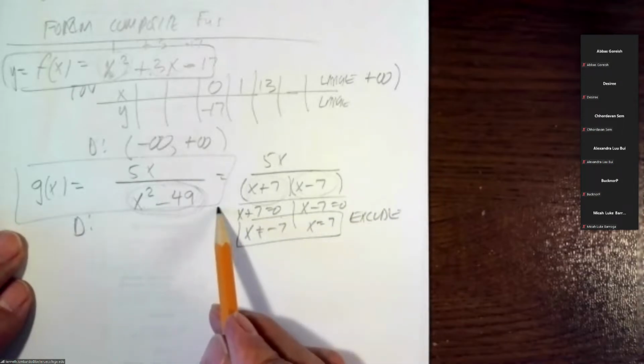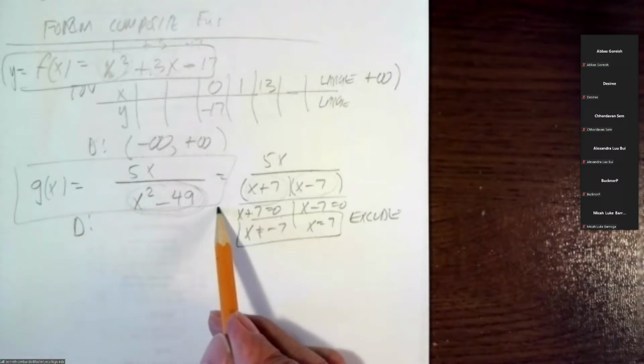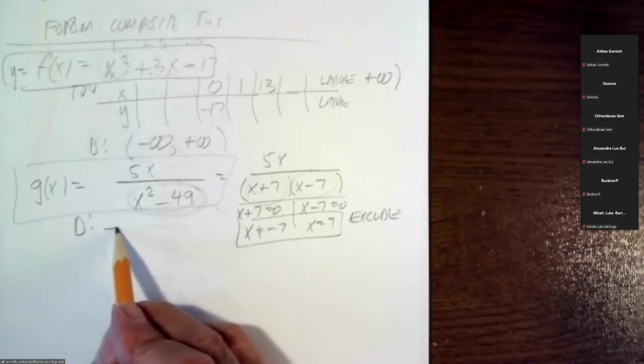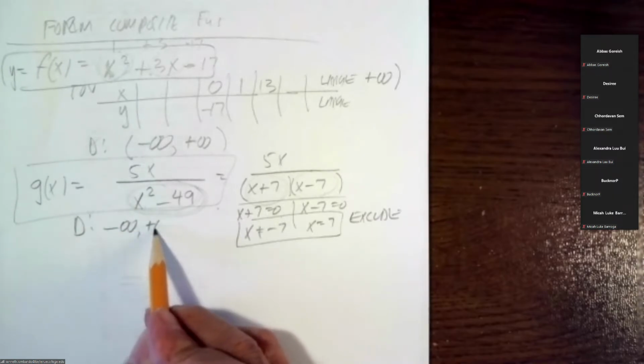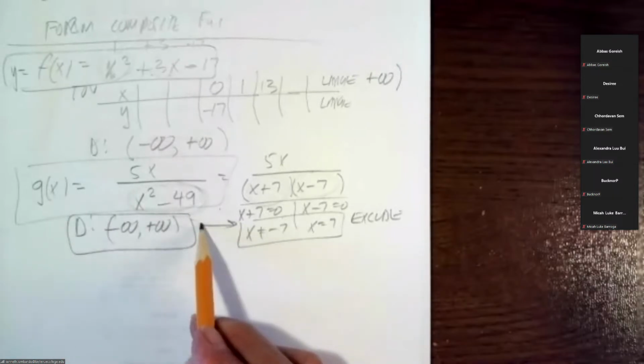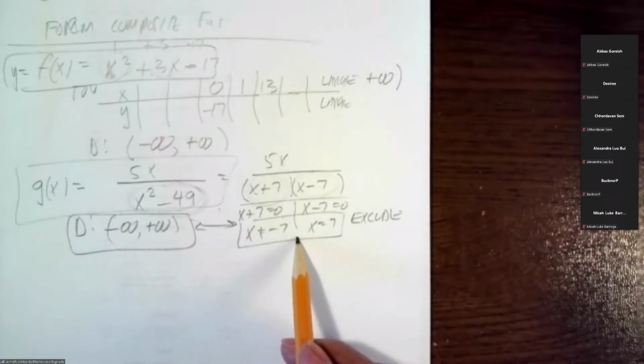We've done that before, haven't we? So we're going to say then in this case, x can go from negative infinity to positive infinity, but we have to exclude these values, don't we? Okay, does that make sense to everybody?